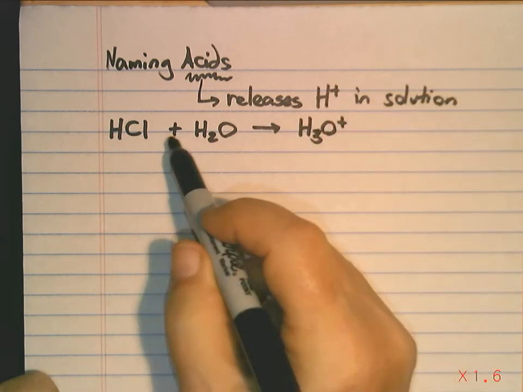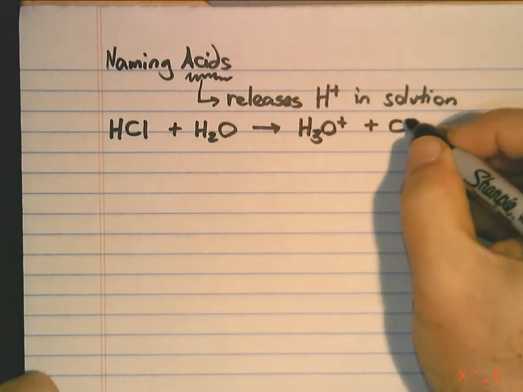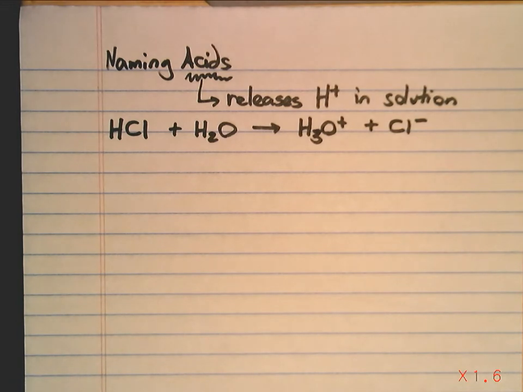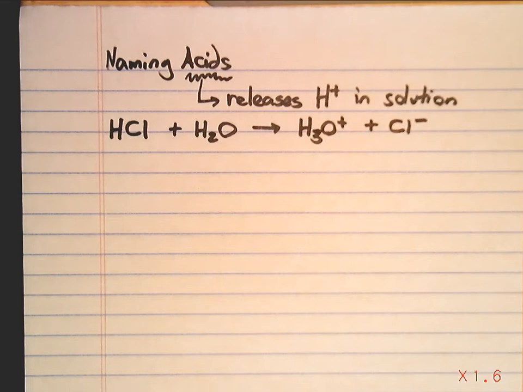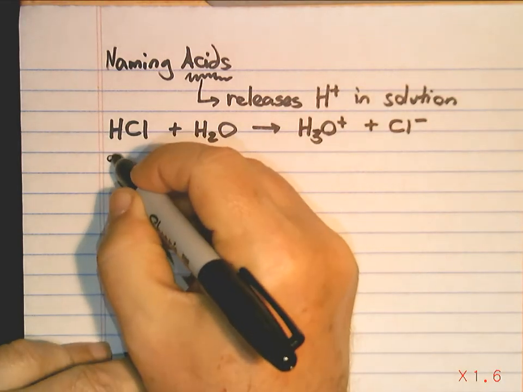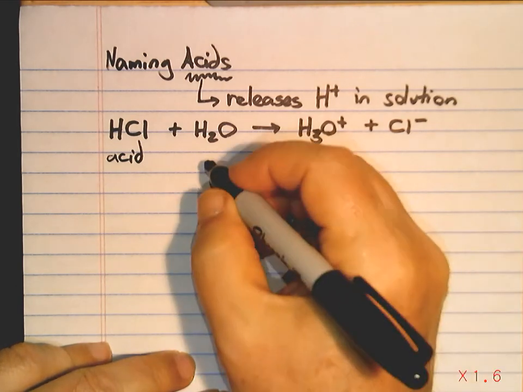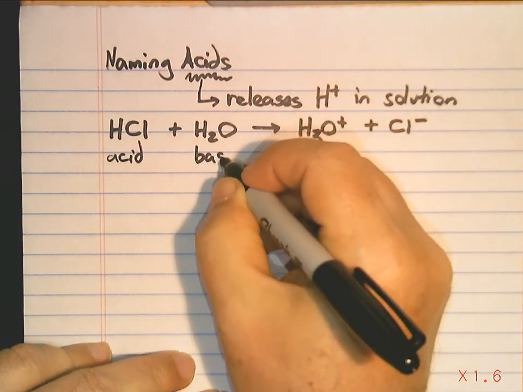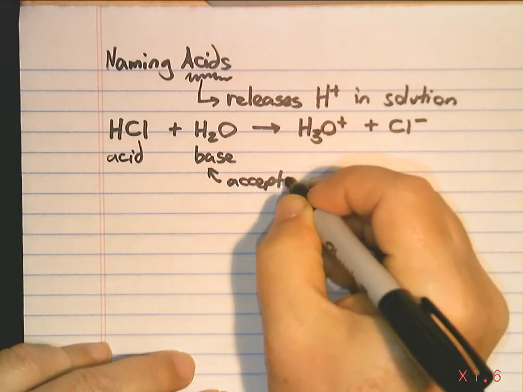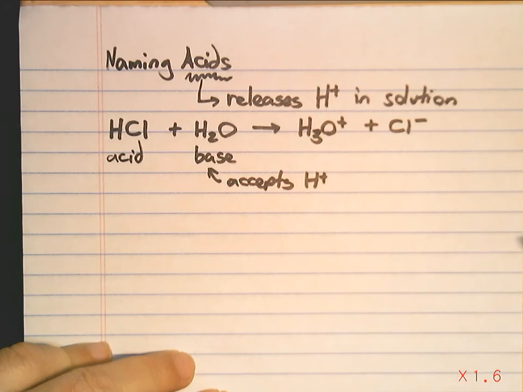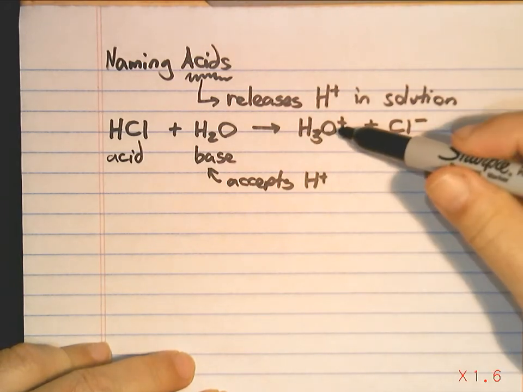When you take the hydrogen ion off of this and stick it onto the water, you get H3O+. And what's left behind then will be a chloride ion. So that's the reaction between an HCl molecule and water. This thing is acting as the acid because it is the thing that is releasing the hydrogen ion. The thing that accepts the hydrogen ion is called a base. And there's the base with the hydrogen ion accepted onto it.